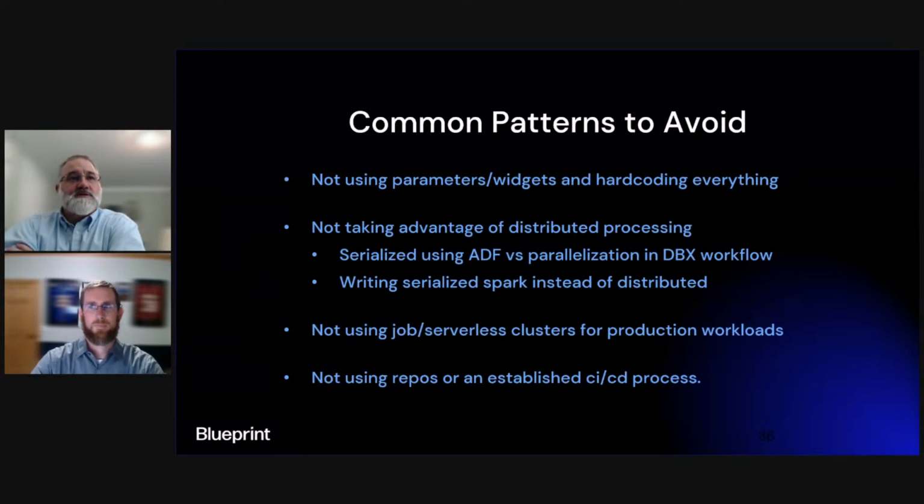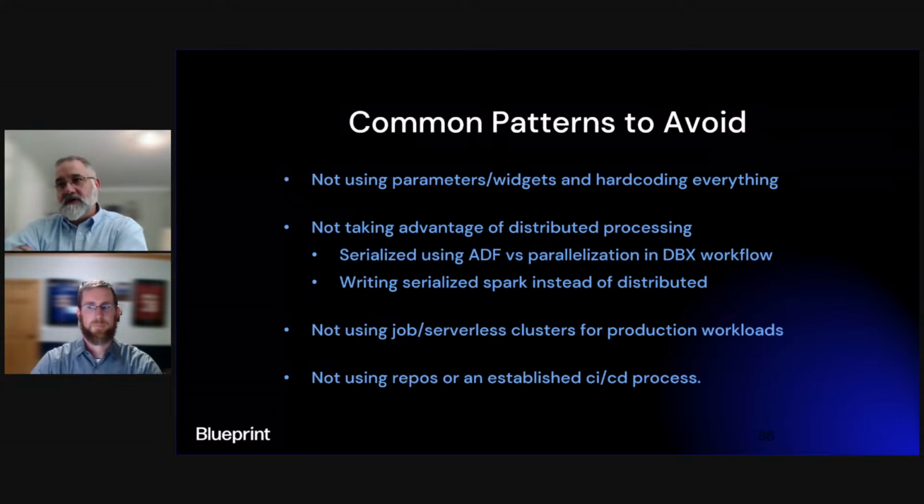The third is not using job or serverless clusters for production workloads. So it's pretty common for people to go in and use an all-purpose cluster for everything. It's what you start with. It's very natural to do. But production workloads should really be running on a job or serverless cluster to minimize the cost.